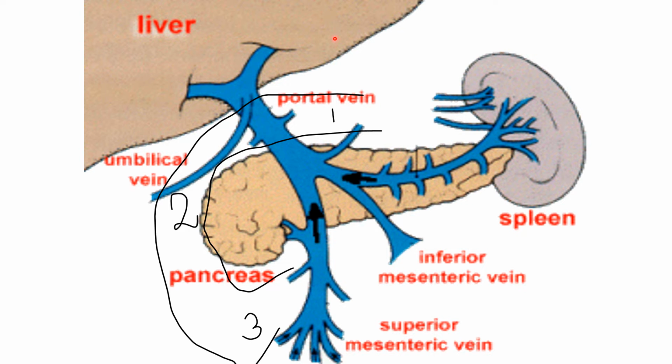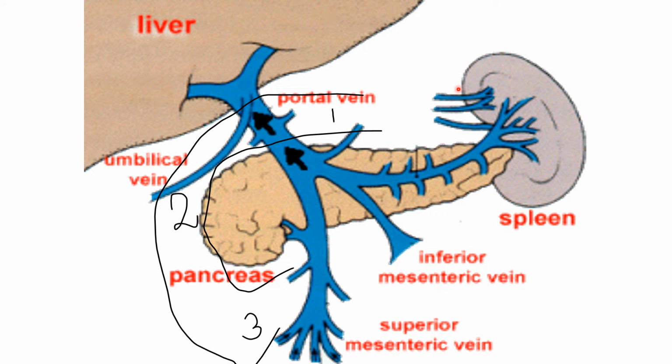Coming to the termination, it terminates at the right end of the porta hepatis by dividing into right and left branches. You can see here how the right and left branches are entering. So this way the portal vein is terminating. Okay.